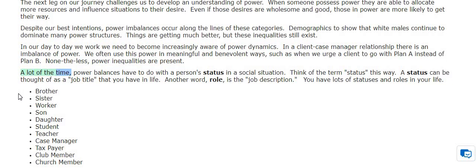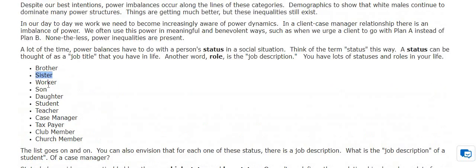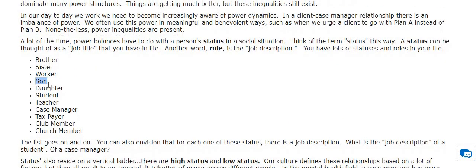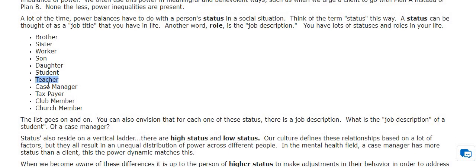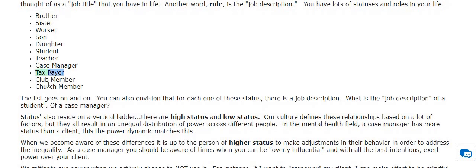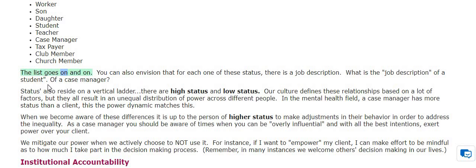A lot of the time, power balances have to do with a person's status in a social situation. Think of the term status this way. A status can be thought of as a job title that you have in life. Another word, role, is the job description. You have lots of statuses and roles in your life. Brother, sister, worker, son, daughter, student, teacher, case manager, taxpayer, club member, church member. The list goes on and on.